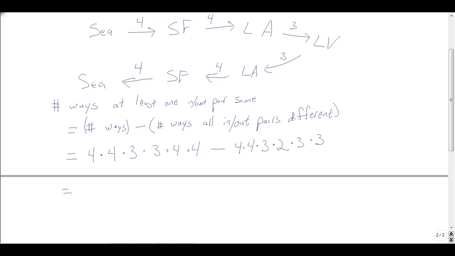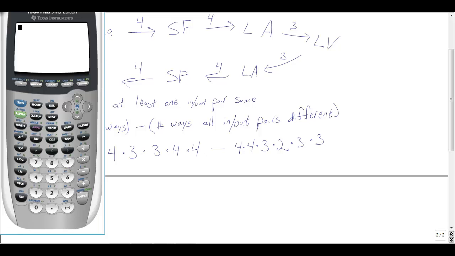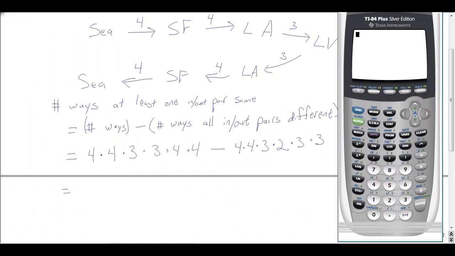What I'm going to do is, I noticed there's 4 times 3 here, the same, and actually another 3. Well, I was going to simplify this, but you know what? We're going to use a calculator. Let's just crank this out here. 4 times 4 times 3 times 3 times 4 times 4.